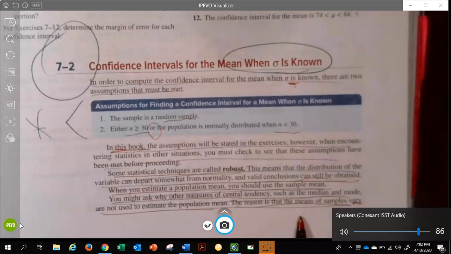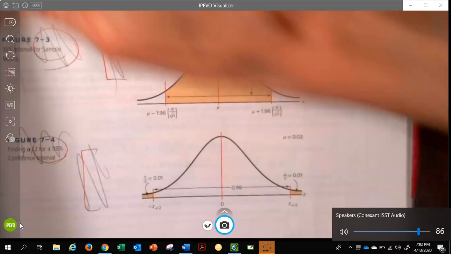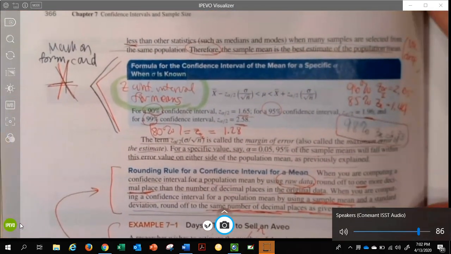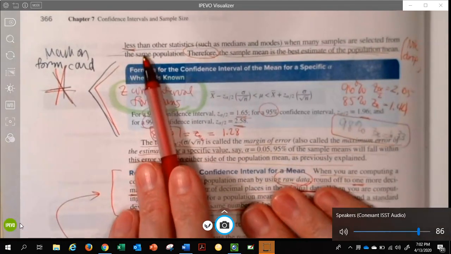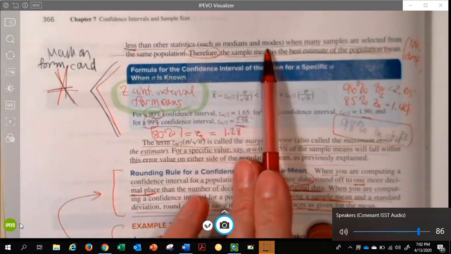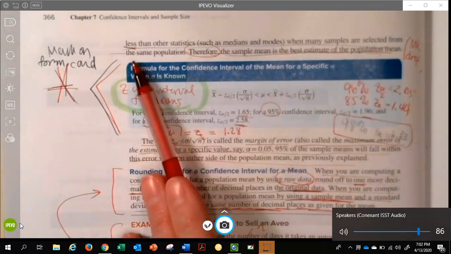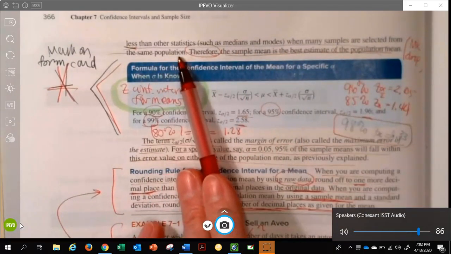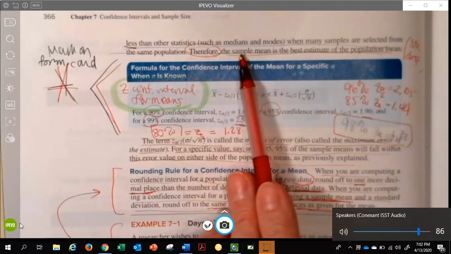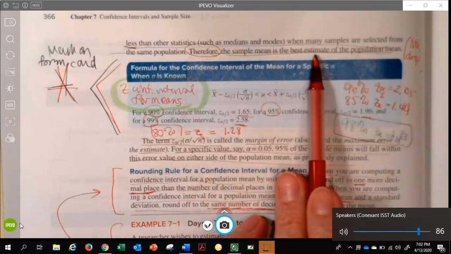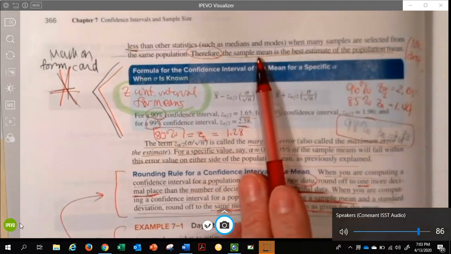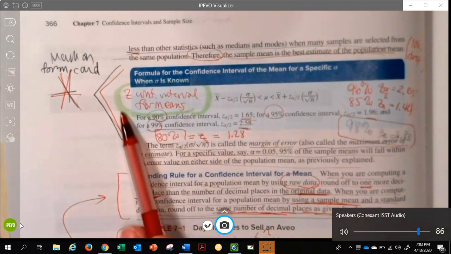The reason is the means of samples vary. I got a whole lot of writing going on up here. They vary less than other statistics, such as the medians and modes. When many samples are selected from the same population, therefore, I even wrote mic drop over here, therefore the sample mean is the best estimate of the population's mean. It's the winner. So now we're moving on.